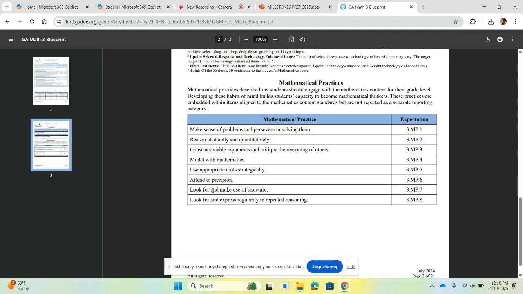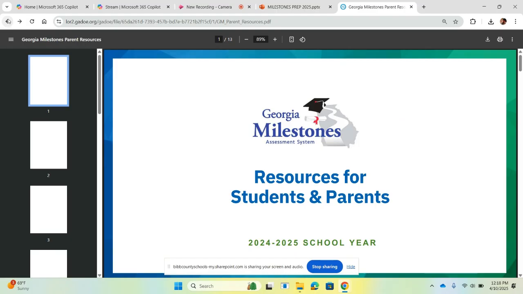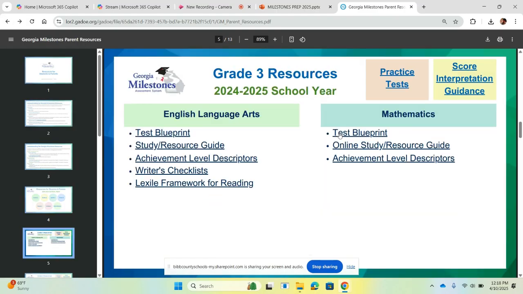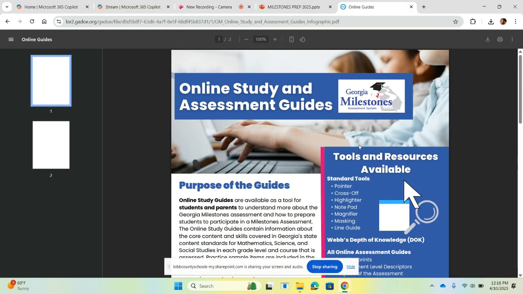Look for and make use of structure, and look for and express regularity in repeated reasoning. Now, we're going to take a look, and because I think it's very important for us to understand, we're going to go back to our parent resource guide. We're going to go back to 3rd grade. Now that we've looked at the blueprint, let's go to the online study.